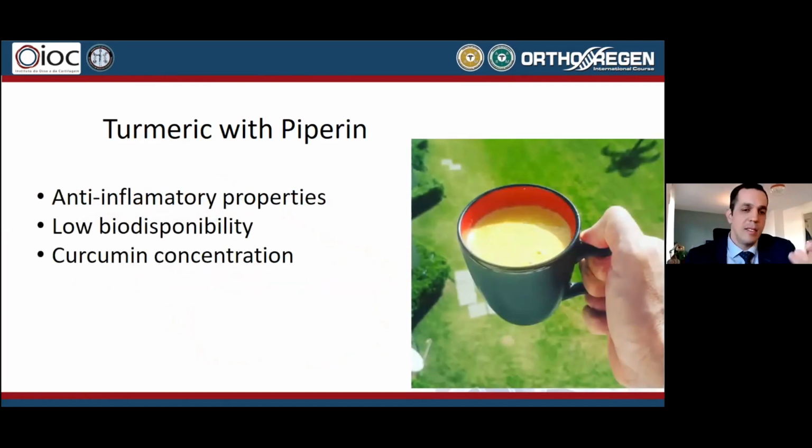We know that it's a potent anti-inflammatory, but the problem with curcumin, which is the active component of the Curcuma longa, is the low bioavailability. And so to increase this, we usually use it together with piperine, which comes from the Piper nigrum tree.